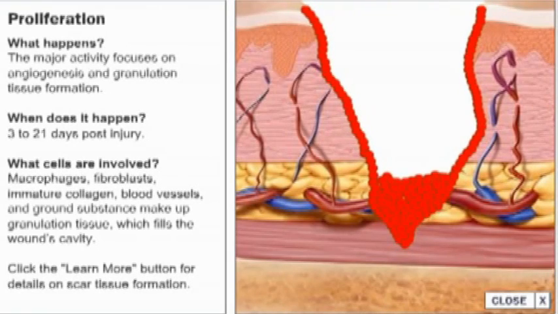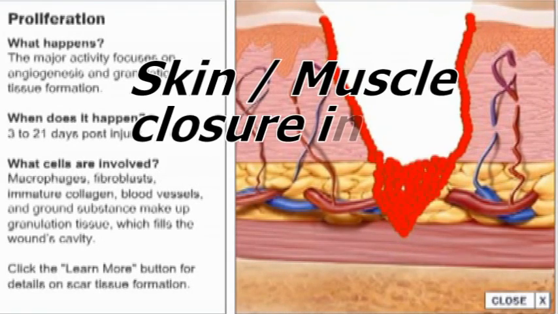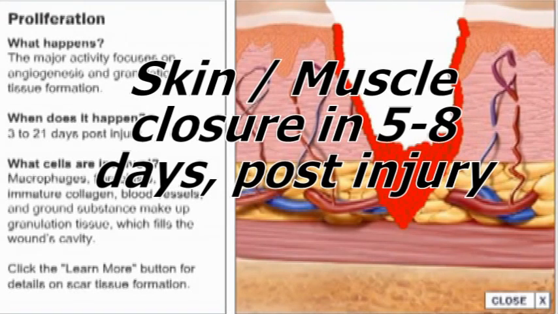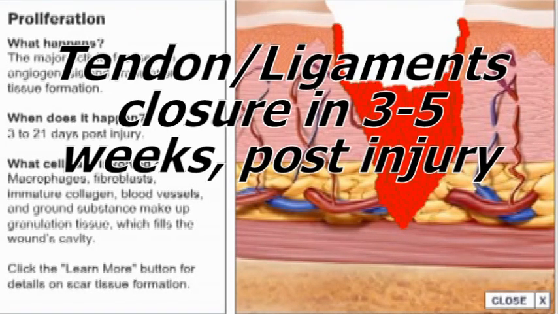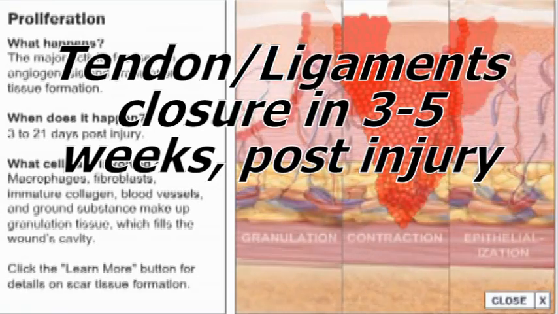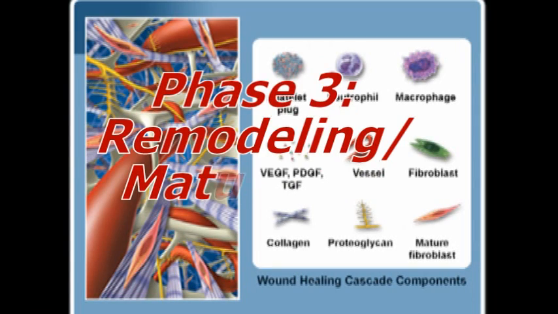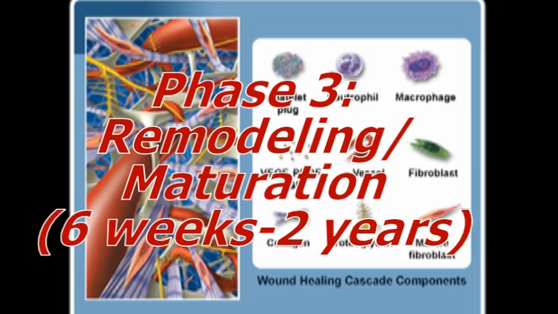Wound closure. With skin and muscle, it occurs between 5 to 8 days post-injury. With tendon and ligaments, between 3 to 5 weeks post-injury. Phase 3, remodeling and maturation. Time frame, 6 weeks up to 2 years.